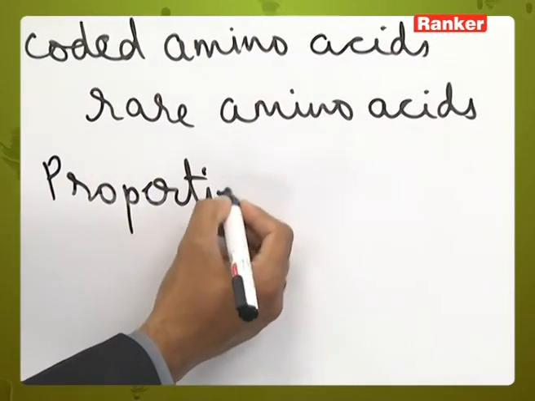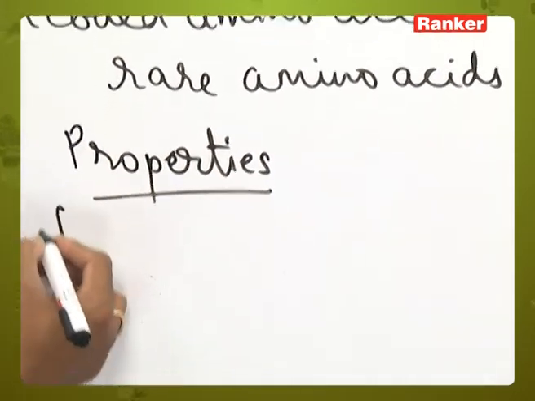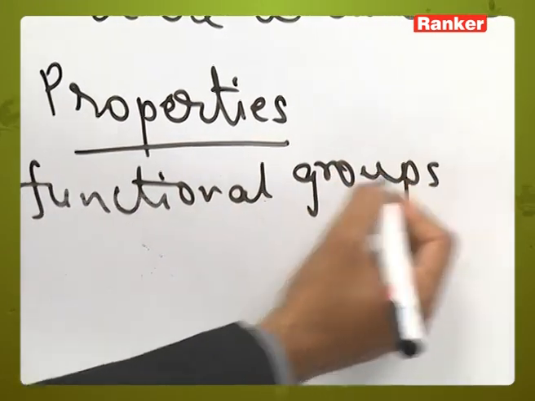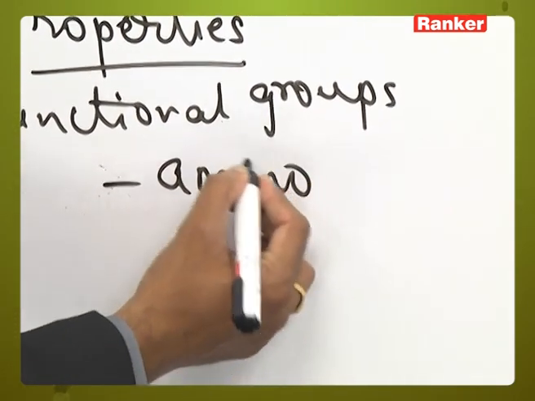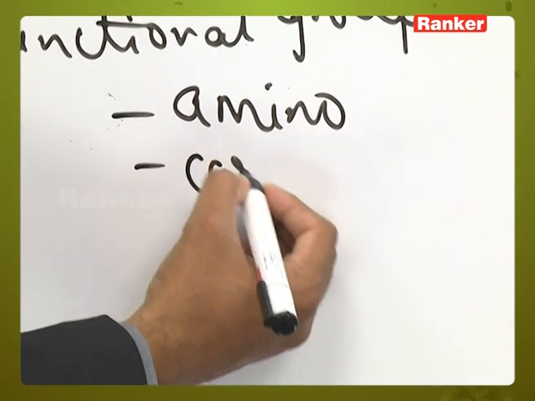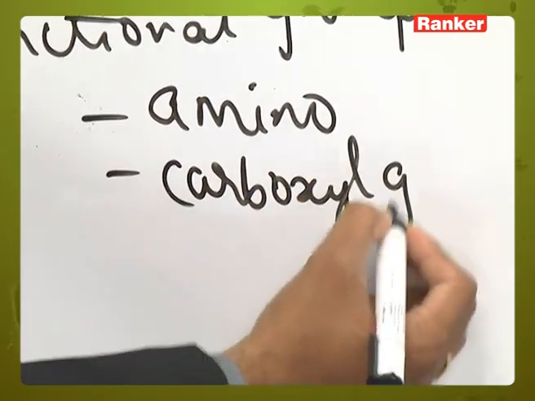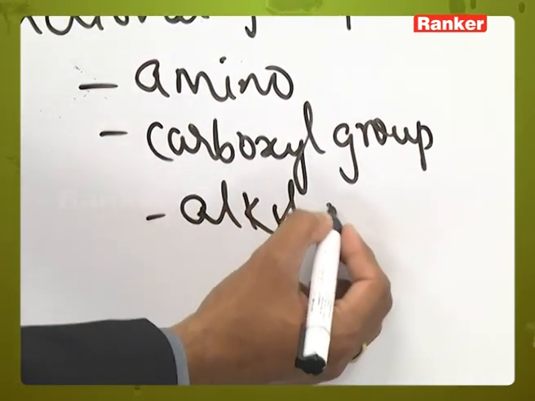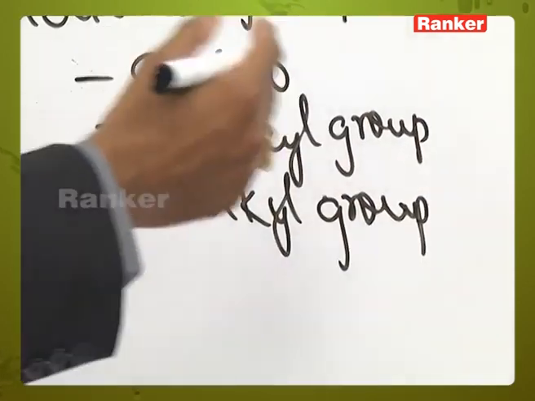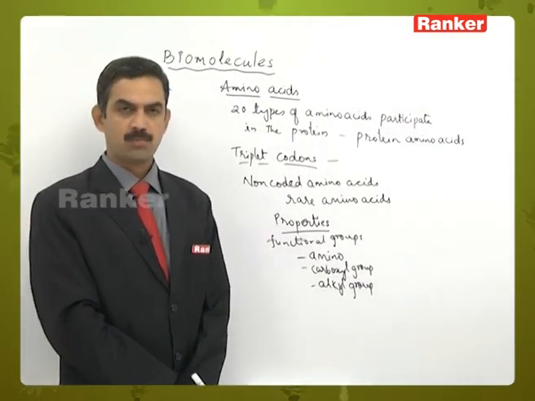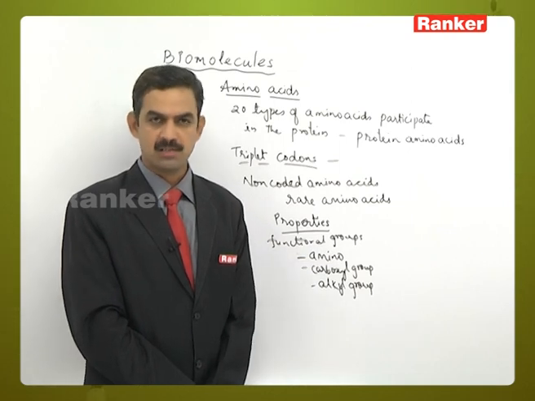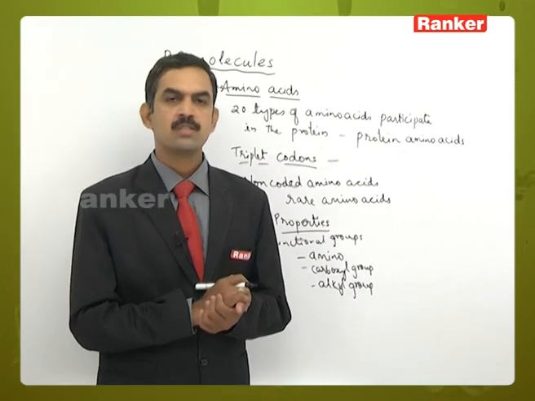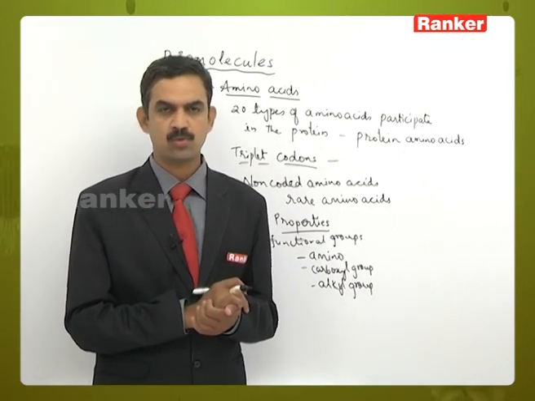amino acids depend upon the functional groups. As we have discussed, they contain 3 functional groups. One is the amino group, the second one is the carboxyl group, and the next one is the alkyl group. These 3 decide the physical and chemical properties of the amino acids. Based on the number and the nature of these functional groups, the properties change from one amino acid to the other.